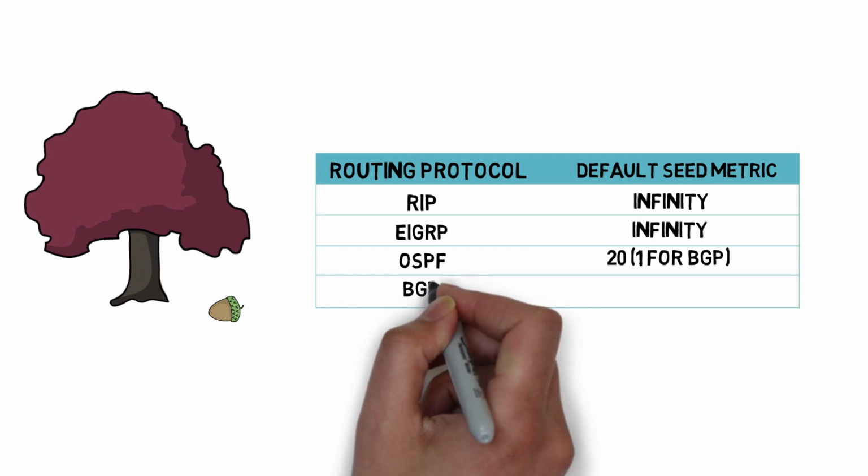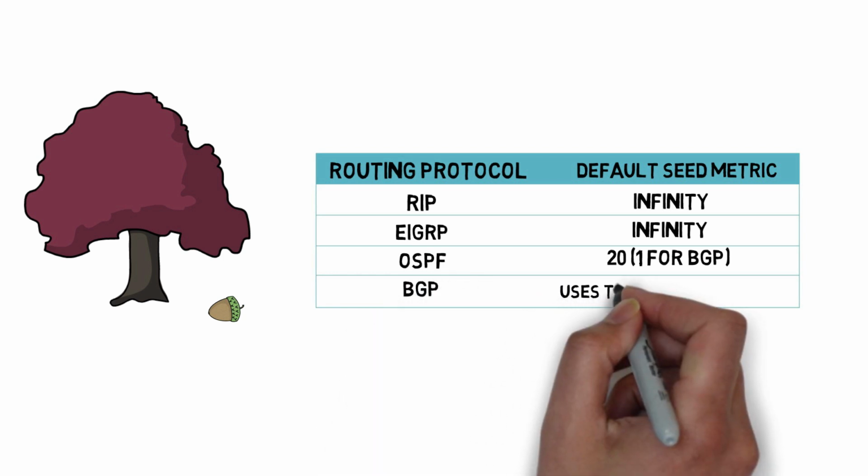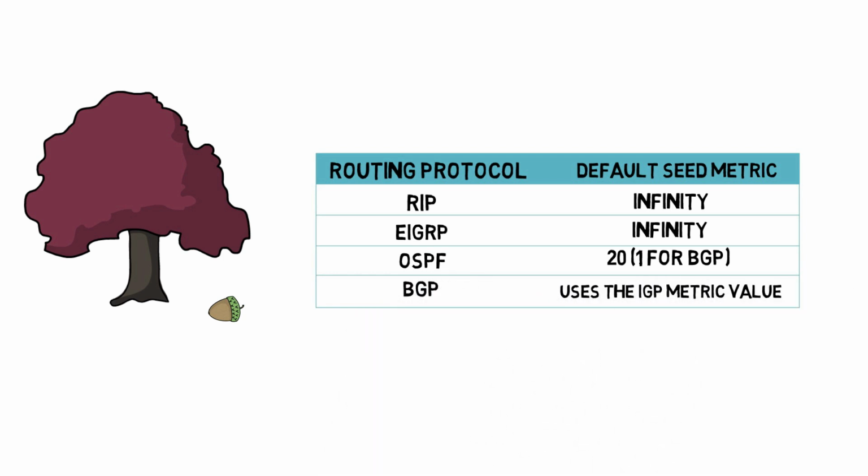And BGP is an interesting one. It's going to use whatever the IGP metric value is as the default seed metric. That means if we're using EIGRP and we're redistributing into BGP, it might have a metric of 1,000,000. It might be 10 if we're using OSPF, but BGP is going to assign whatever the metric value is of the IGP.